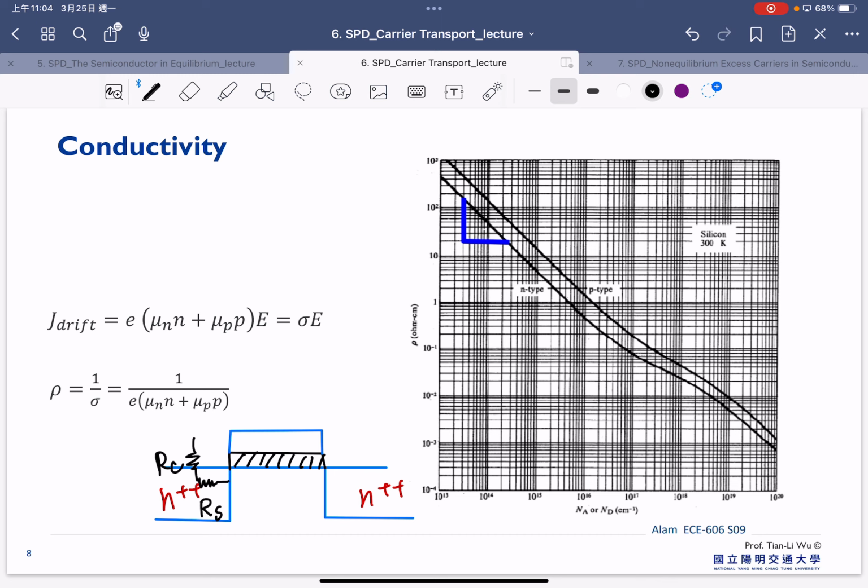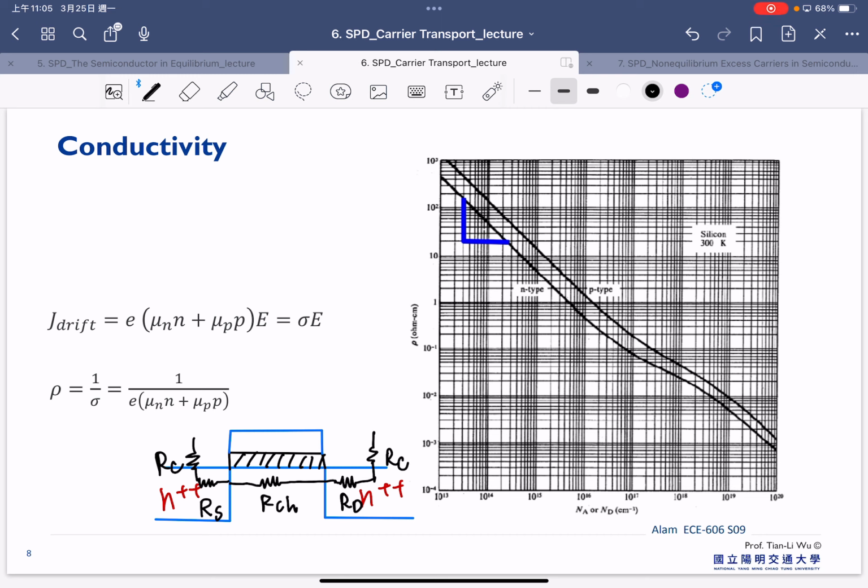And then in the channel region, we also have the channel resistance here. And again, in the drain region, we have the drain resistance. Then in this contact region, we have the contact resistance here.